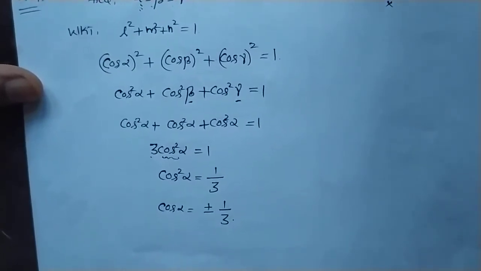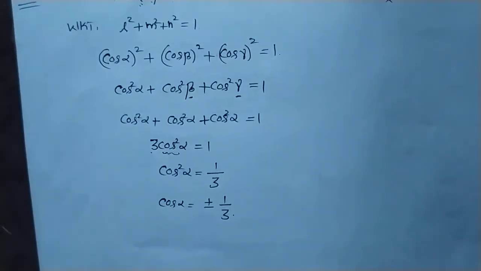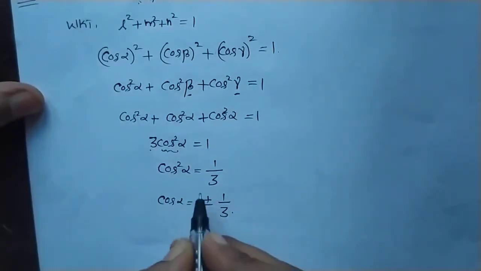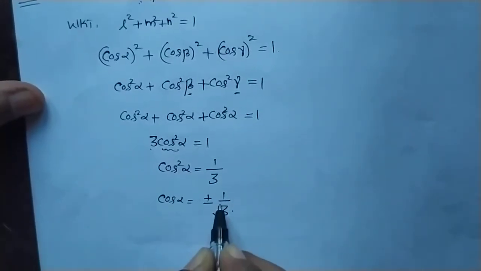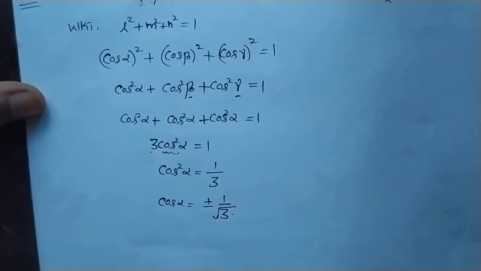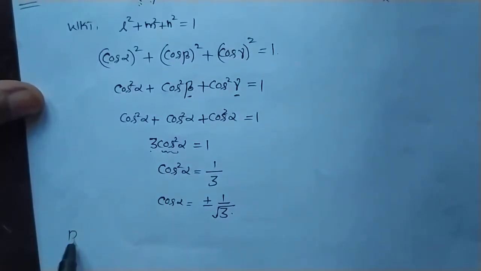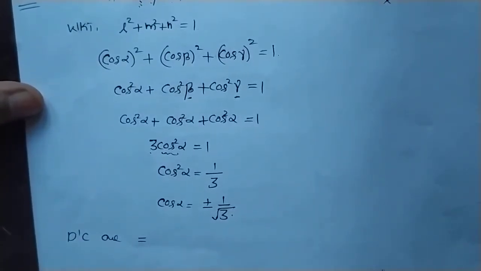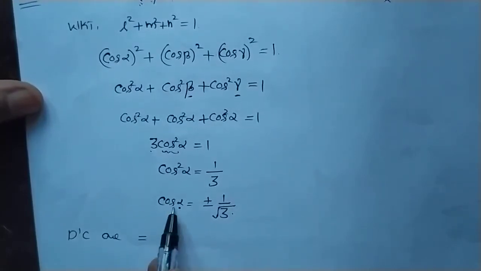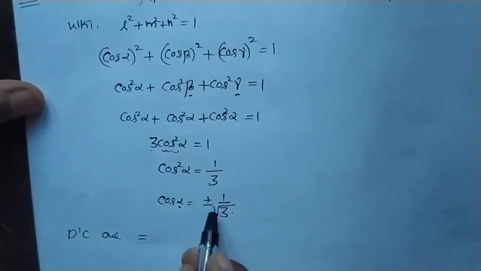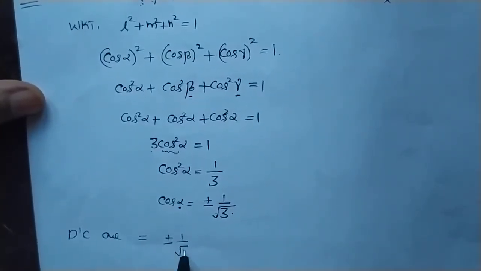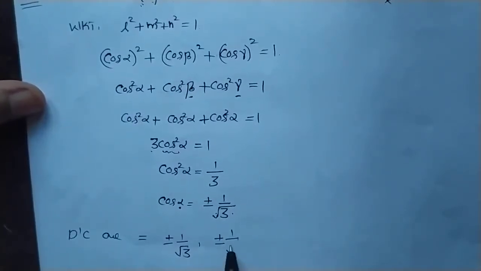Okay, now we want the direction cosines of a line. Here we have plus or minus 1 by root 3. If we apply the square root on both sides, it will be the square root of 1 by the square root of 3. Direction cosines are cos alpha, cos beta, cos gamma. Here the angles are the same, so the direction cosines are plus or minus 1 by root 3, plus or minus 1 by root 3, plus or minus 1 by root 3.